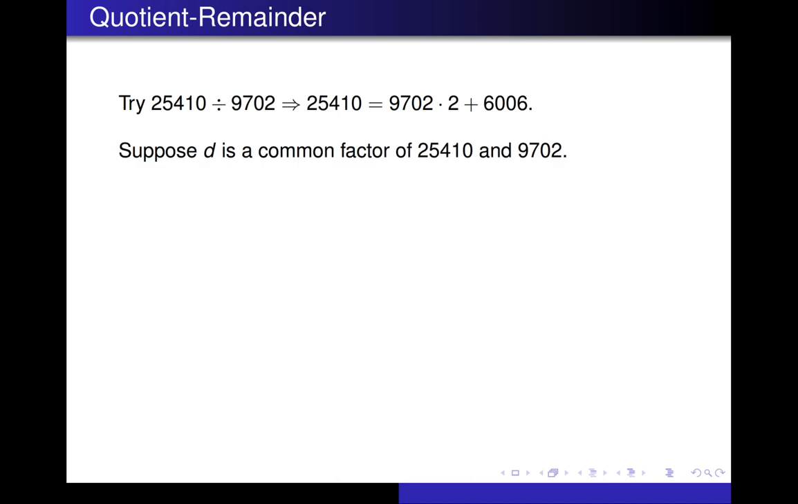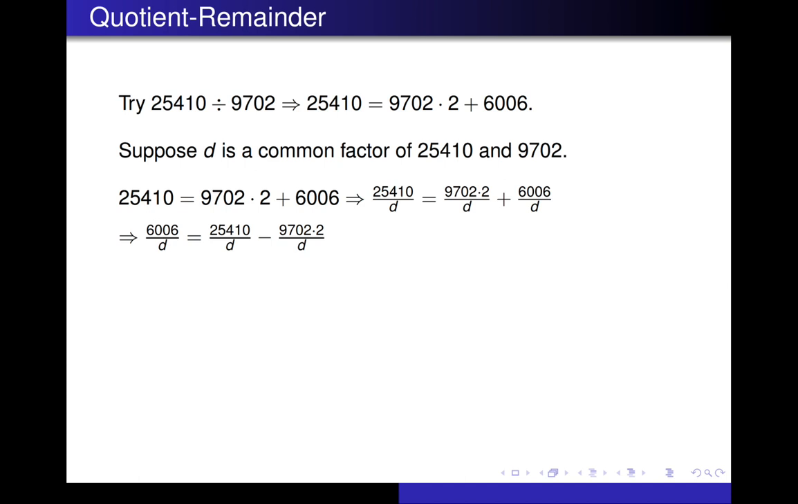Well, let's suppose that D is a common factor of 25,410 and 9702. This is going to be important if we want to know what the greatest common factor of those two numbers is. Well, if we take this equation and then divide both sides by D, we get something like this. And now what I want to do is isolate that 6,006 over D, so I'm going to subtract that 9702 times 2 over D from both sides, and we end up with 25,410 over D minus 9702 times 2 over D. Now remember, we know that D divides evenly into 25,410 and 9702. That's just what it means to be a common factor.